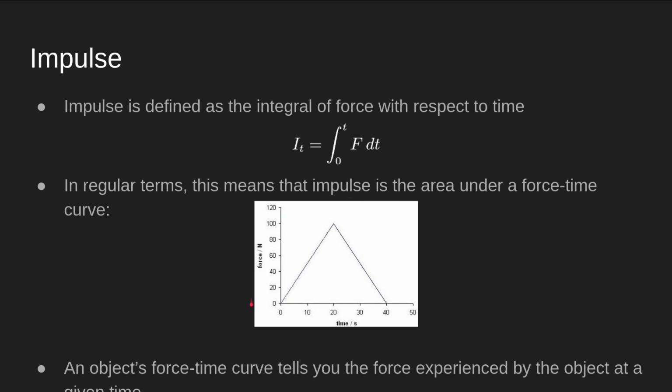If you have some curve like this, it shows the force experienced by an object at each time frame. In this case, the object would be experiencing no force at time 0. Then at time 20, there would be 100 Newton force on it. And then at time 40 again, it would be experiencing no force. With some graph like this, the impulse is the area under this curve. Whatever this area here is, I'm putting the pointer in. The object's force-time curve tells you the force experienced by the object at a given time.